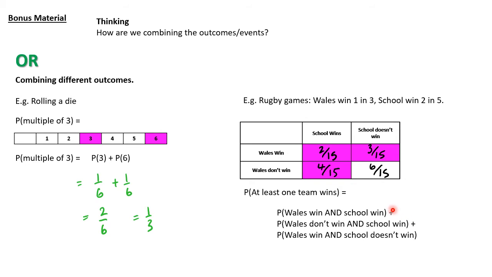Now, because it could be the first one or the second one or the third one, either of these meet the criteria, so I add the probabilities. The chance that Wales win and the school wins is 2/15. Wales don't win and the school win 4/15. Wales win and the school doesn't win 3/15. When I add those together, I get 9/15. You might be able to spot another way that you could work that out looking at the 6/15 and the 9/15, but if you can't, don't worry. What you need to remember is if it's one thing or the other or another, we add our probabilities together.